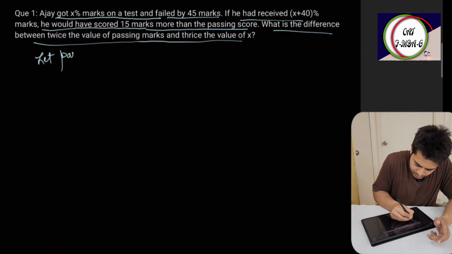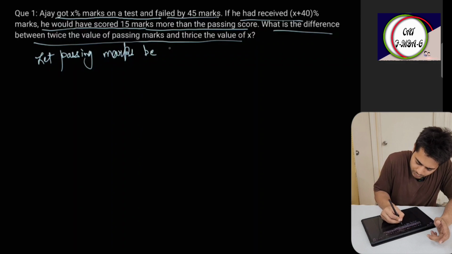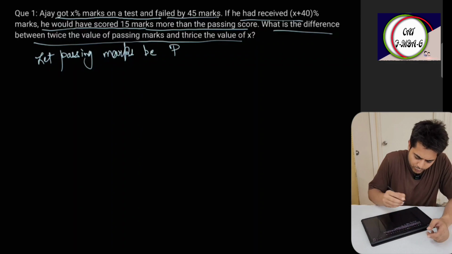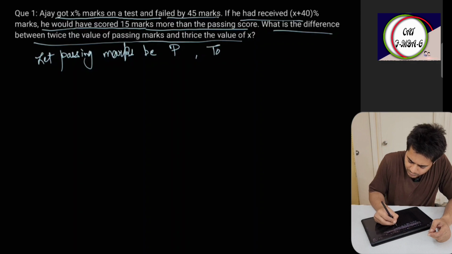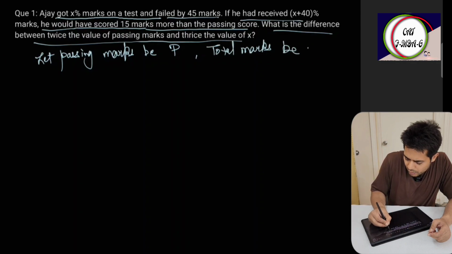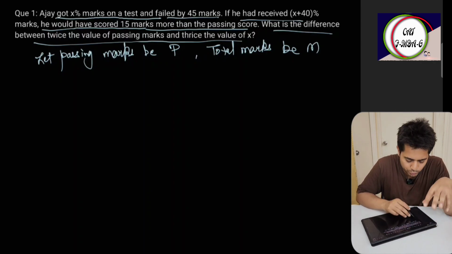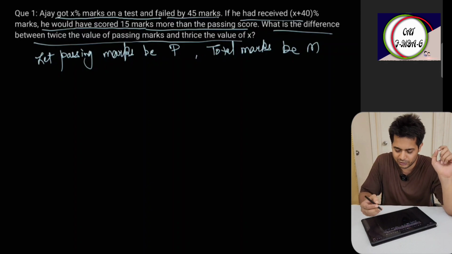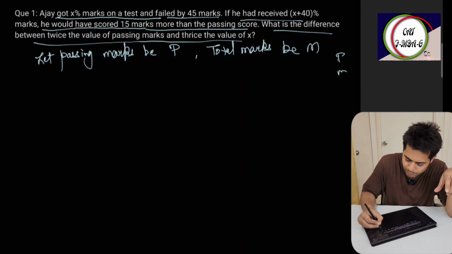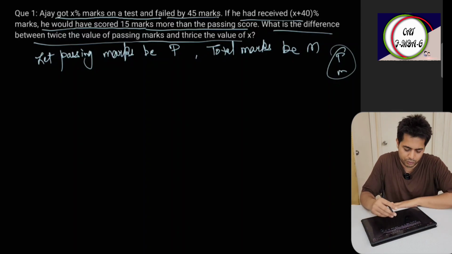So let passing marks be, let us say P, okay, and let total marks be M. When you are solving in the actual CAT exam, you do not need to write all these things. You can just write P, M on the side, and remember what values you have taken. So it will save a lot of your time.